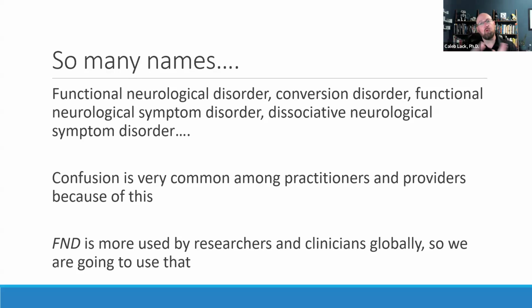What we're starting to see more of a move towards, especially over the last decade, is that most of the researchers in this area and a lot of clinicians now, especially globally, are using the term FND, functional neurological disorder. So we're going to stick to that for today, even though I'm going to talk about some of the other names associated with it. If you're looking in the research literature, for example on PubMed, you might need to type any of these in to access that research.